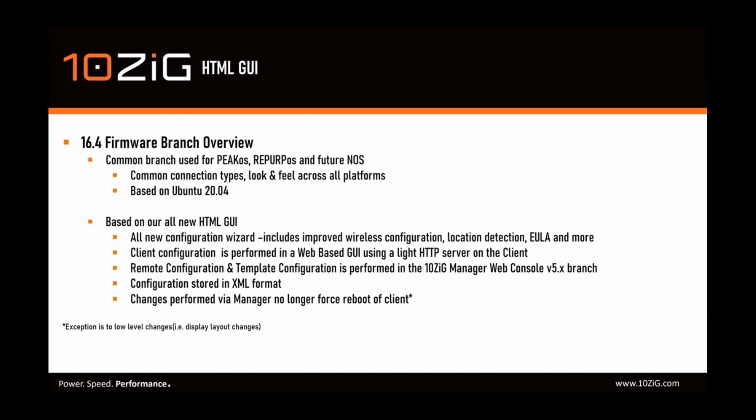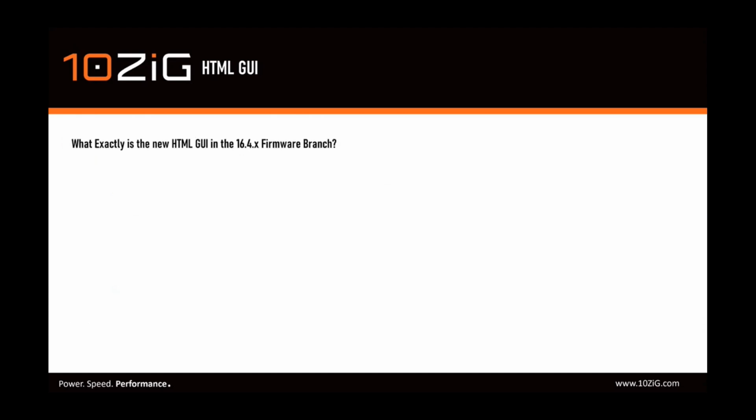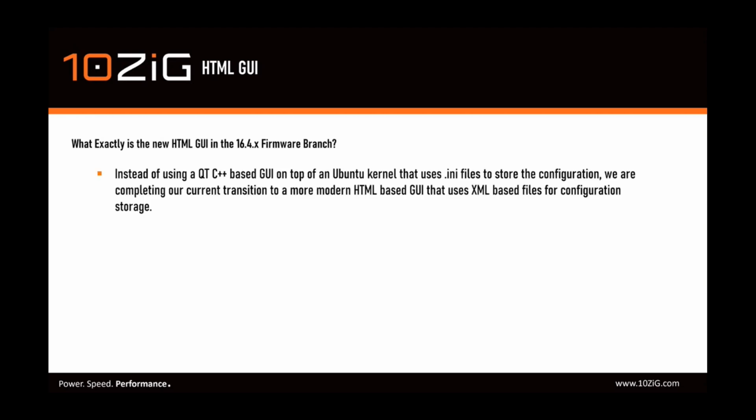So if you were playing around with your configuration or trying to figure out what is going to fit your use case, and you were pushing out templates, then it would require a reboot of the thin client, zero client. That's no longer the case unless you're doing super low level changes like certain display layout changes. Which you could also, if you're working on those, just get in front of that unit, figure out how that's going to work, and then you can go back to the web-based console. So this is what the new HTML GUI is in the 16.4.x firmware branch.